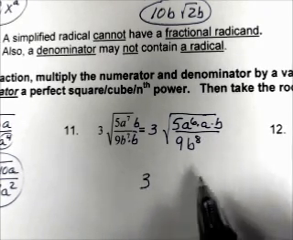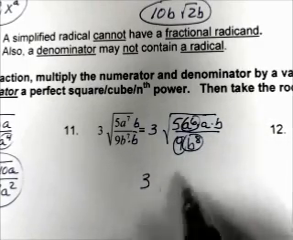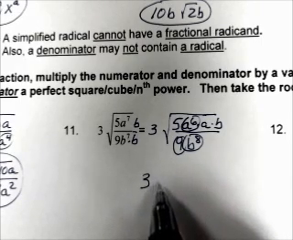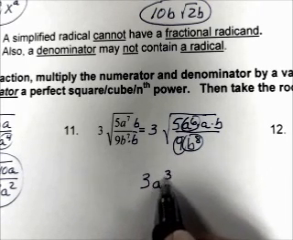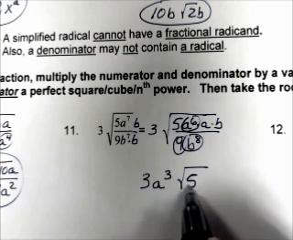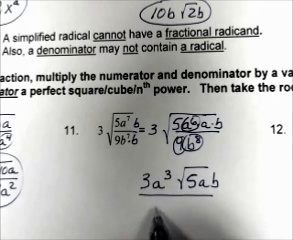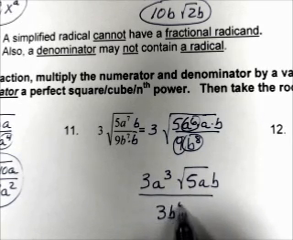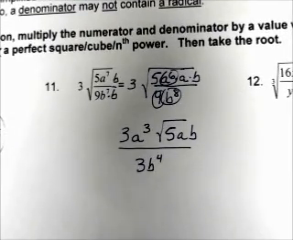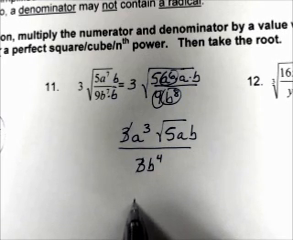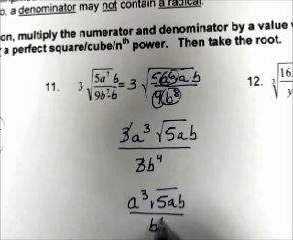Bring down the 3, circle my perfect square factors. Out come their square roots, so this would be the square root of a to the 6th. Remember, divide the exponent 6 by 2. That'd be a to the third. The square root of 5ab remains over square root of 9 is 3, square root of b to the 8th is b to the 4th. And we have one more step here, right? We need to simplify. These 3's can divide out. So we have a to the third square root of 5ab over b to the fourth.